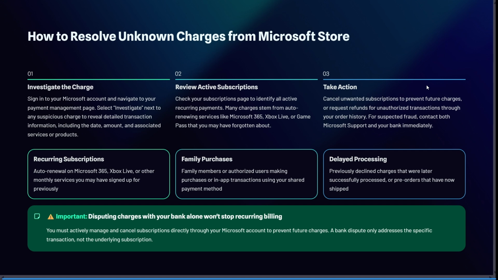Then check your subscriptions page to identify all active recurring payments. Many charges stem from auto-renewing services like Microsoft 365, Xbox Live, or even Game Pass that you may have forgotten about. You'll be able to find everything here in the active subscriptions page.